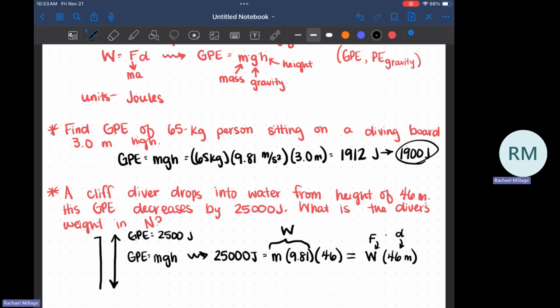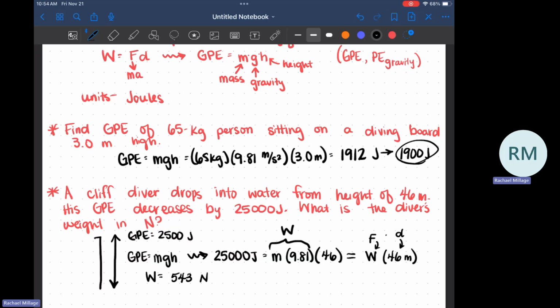So what is our weight? Let's take 25,000 joules divided by 46 meters. 543 newtons. Perfect. What if I wanted to make this a kilonewton?